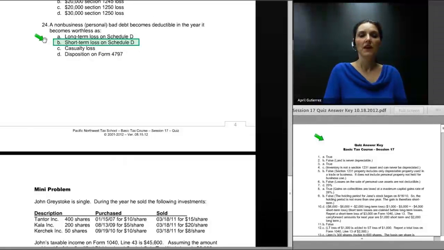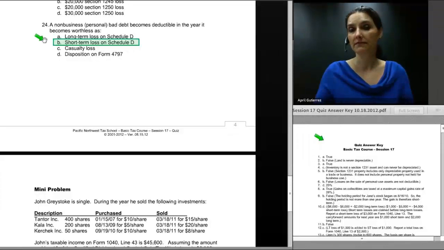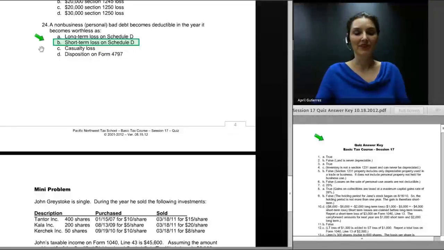Number 24, a non-business or personal bad debt becomes deductible in the year it becomes worthless as a short-term loss on Schedule D. And it's just a fact you need to know. Personal bad debt is considered to be a short-term loss. You just need to know that. And you claim it on Schedule D.